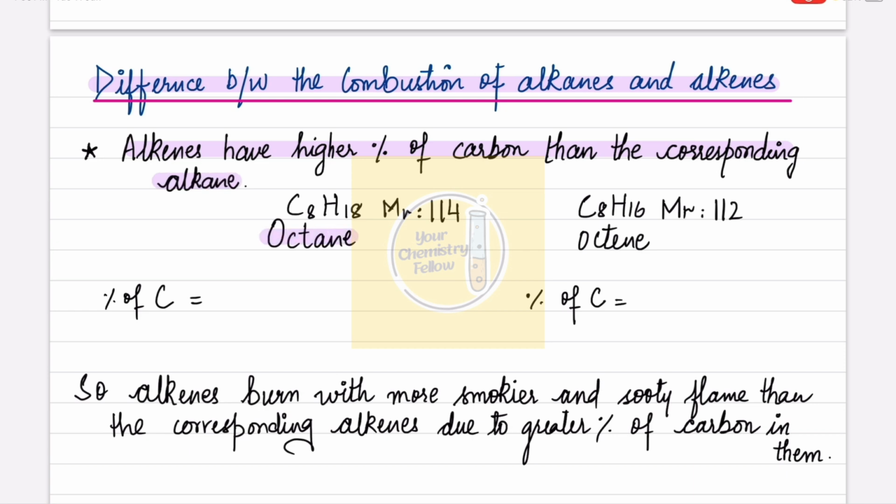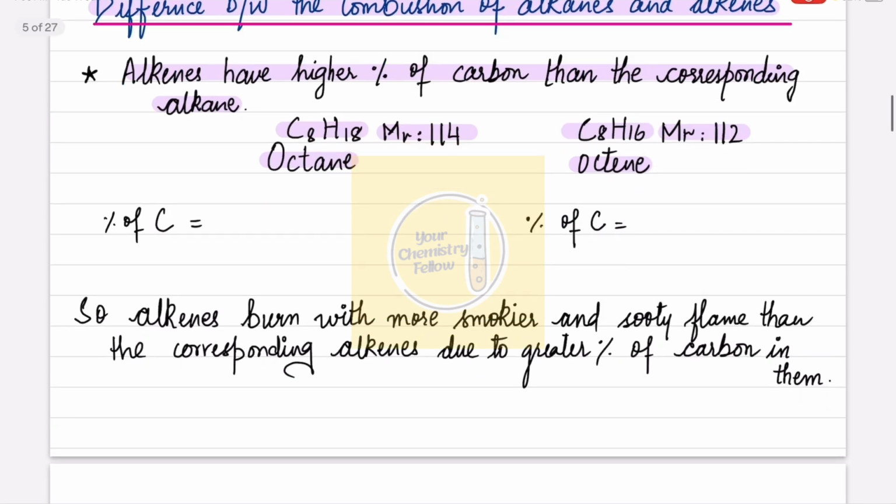One is octane, which is an alkane. Its molecular formula is C8H18 and its relative molecular mass is 114. Next is octene. It is an alkene with the molecular formula C8H16 and its relative molecular mass is 112. Now I will find the percentage of carbon in both the compounds.